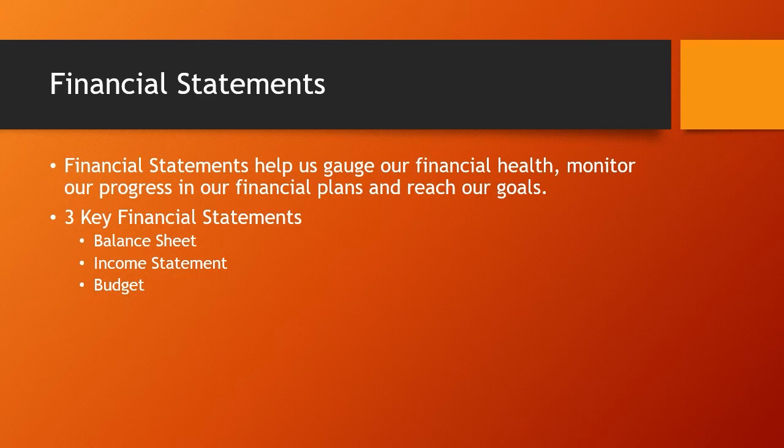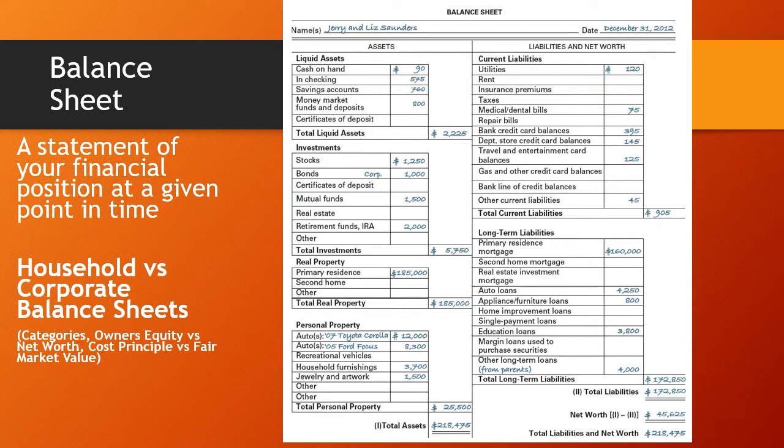And then we're going to do a budget. So three financial statements you want to be familiar with: a balance sheet, an income statement, and a budget. And like I said, the income statement is serving also for us as a cash flow statement. Okay, so here we're looking at an example of a balance sheet for a family.